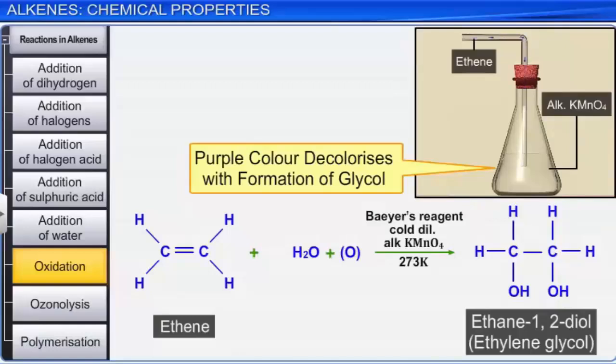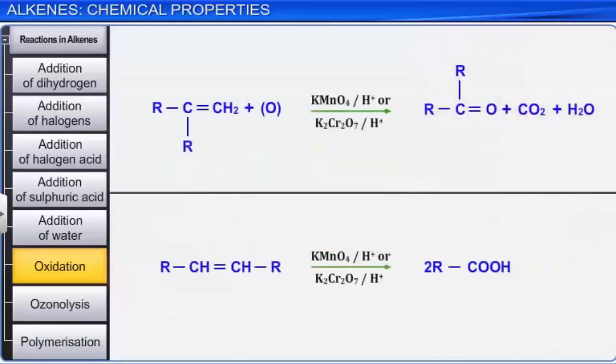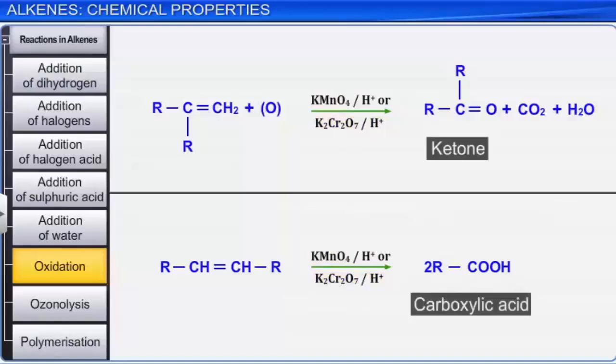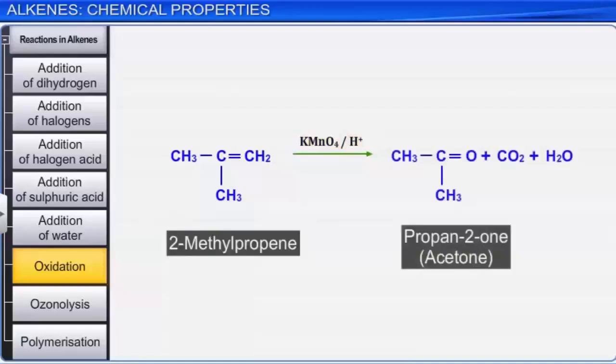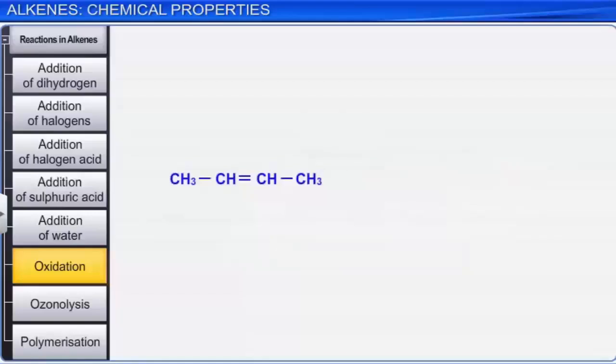Depending on the nature of alkene and experimental conditions, alkenes react with oxidizing agents such as acidic potassium permanganate or acidic potassium dichromate to form ketones or acids. For example, 2-methylpropene on reacting with acidic potassium permanganate gives propan-2-one or acetone. On the other hand, but-2-ene on reacting with acidic potassium permanganate gives ethanoic acid.